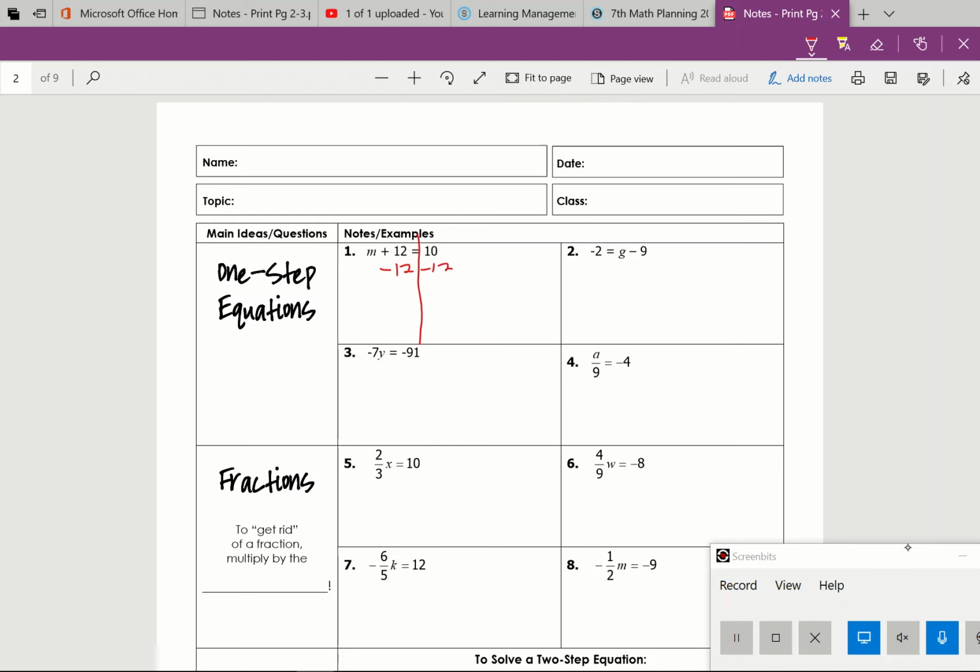Now, opposites cancel each other out. So the only thing left over is m. You still have equals, and now you have 10 minus 12. If you do 10 minus 12, you realize you can't. You have to change it to 10 plus negative 12. Boom, boom. And 10 minus 12 is a negative 2. So m equals negative 2.